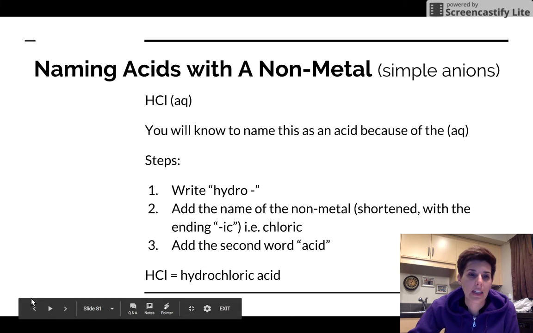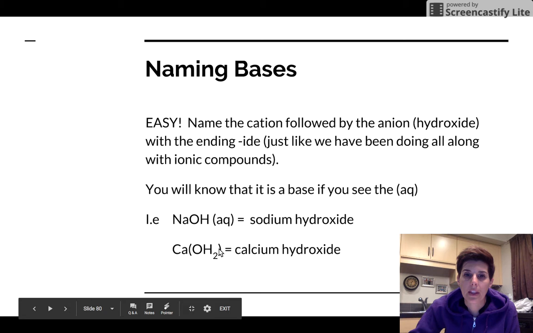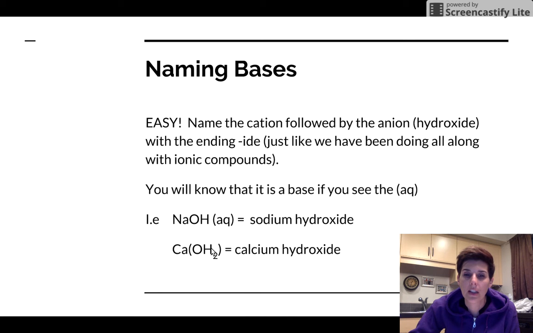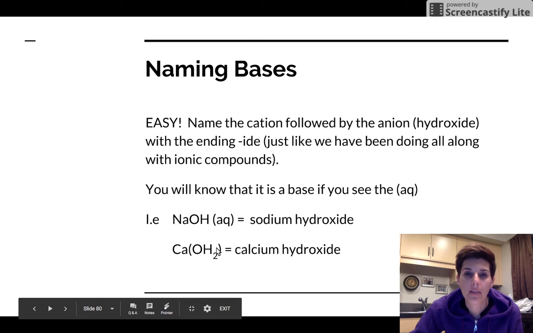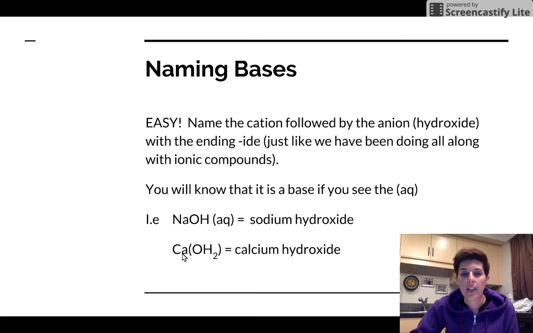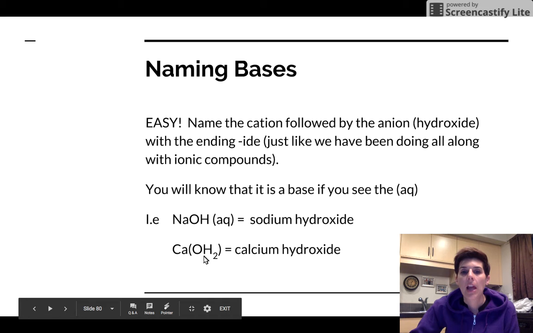Here I've just made a mistake back there. This bracket should be over here. And I need the aqueous symbol, so I'm sorry about that. But here we have calcium hydroxide. So my calcium, which is my cation, and just adding my hydroxide symbol to it.